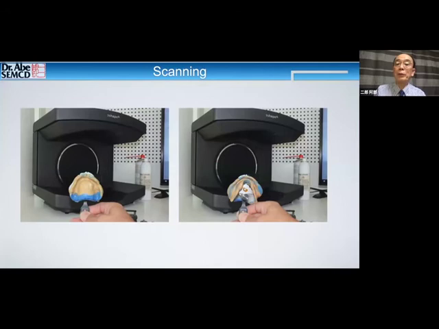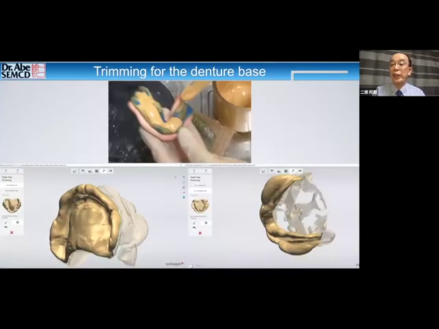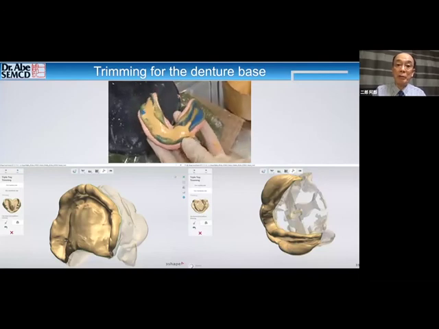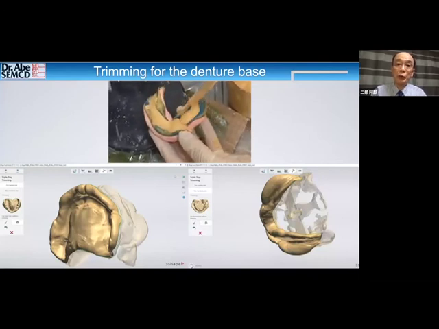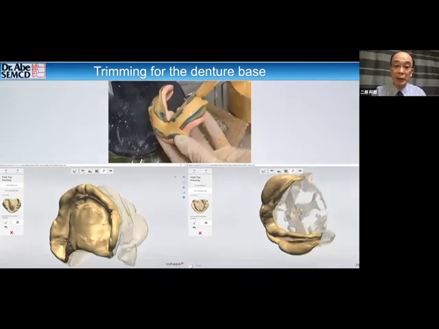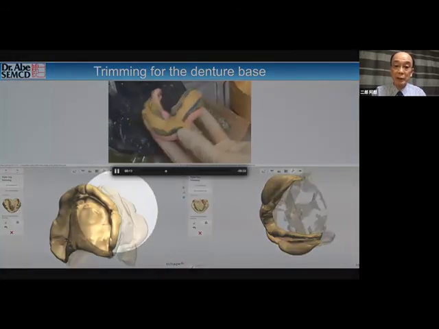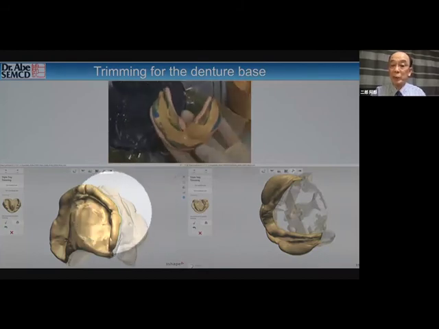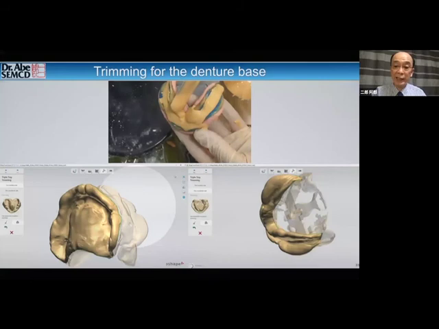So upper and lower impressions are scanned. Please make sure the 5 millimeter of peripheral border is replaced with resin material. So here, take a look. Sufficient impression denture border should be replaced with the resin material.